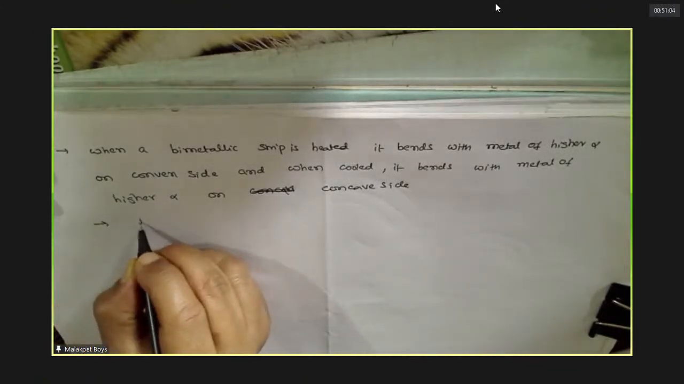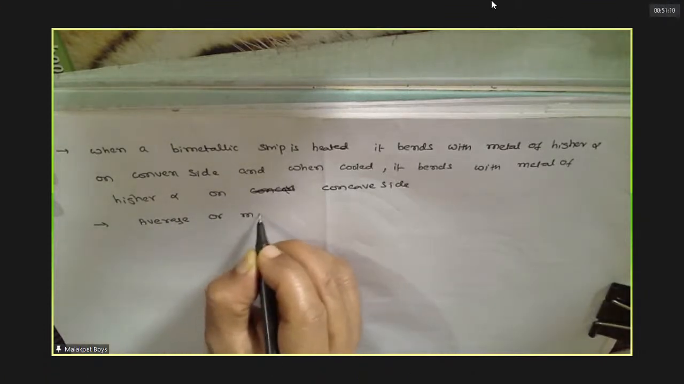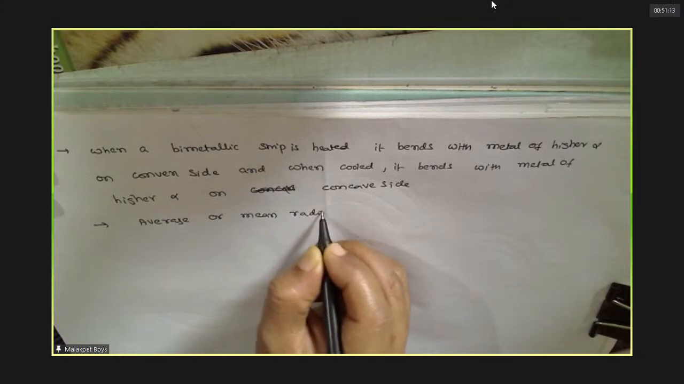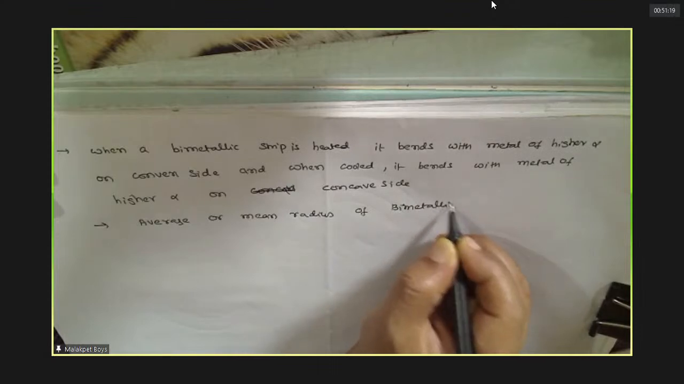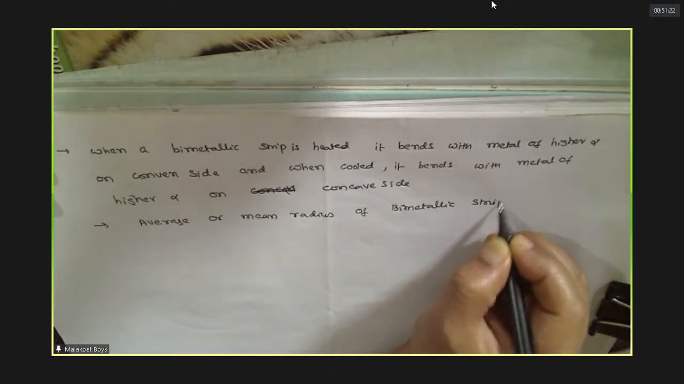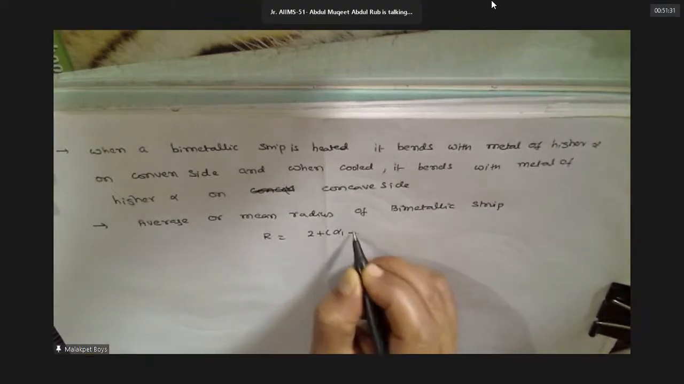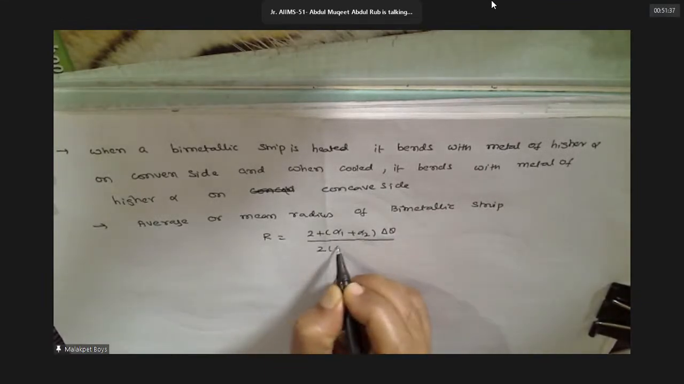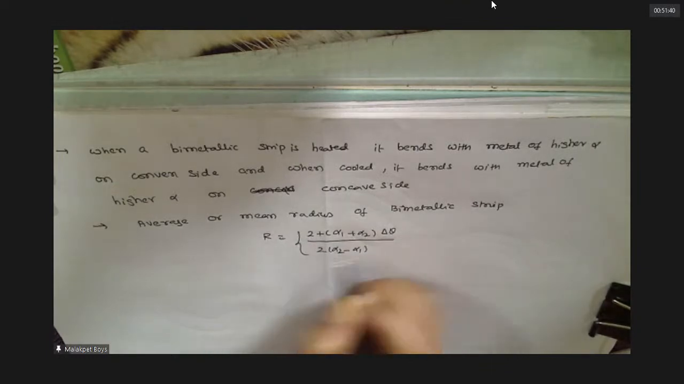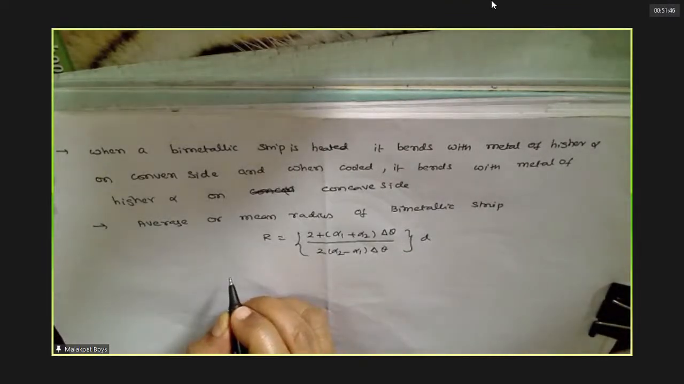Okay. And the mean average, 2 plus alpha 1 plus alpha 2 delta theta by 2, alpha 2 minus alpha 1 delta theta. Agree with this? Agreed, sir. Clear?